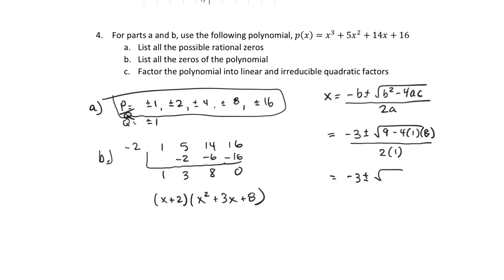I have 9 minus 32, which is negative 23, all over 2. Now the square root of 23 doesn't simplify, but you take out the minus sign, remember, as an i.